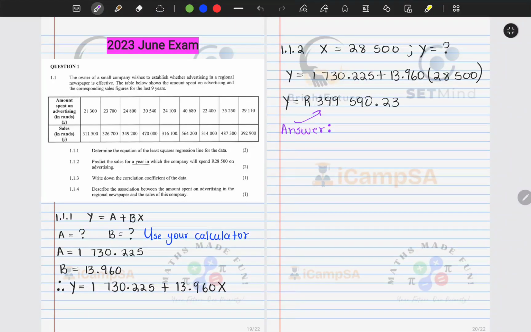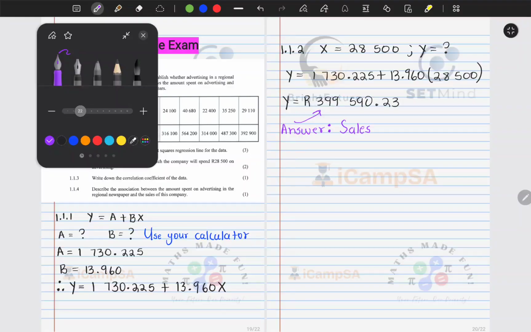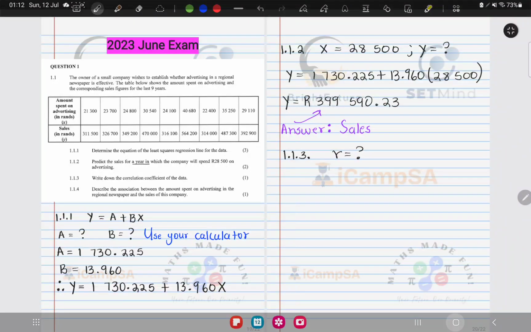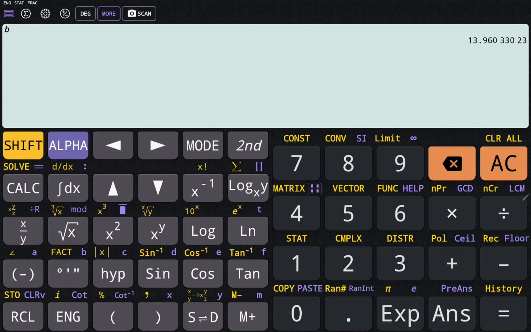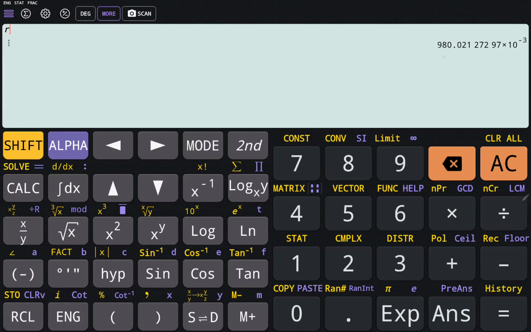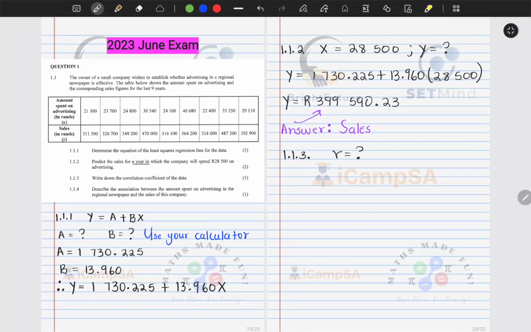So I hope that this does make sense. So that there speaks to the sales, right? So let's go to the next question, 1.1.3. Write down the correlation factor. So what they are looking for is R. So we'll go to our calculator and shift 1. Then we look at R. If you look carefully, that's 0.980. So this will just be 0.98. Okay. So our R value will be 0.98.